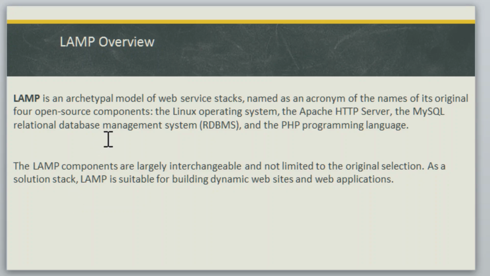LAMP is an archetypal model of web service stacks named as an acronym of the names of the original 4 open source components. The first being the Linux operating system, L, the Apache HTTP server, A, the MySQL relational database management system, so just M from that one, we only took M from that one, and the PHP programming language, so P. L, A, M, P, okay?